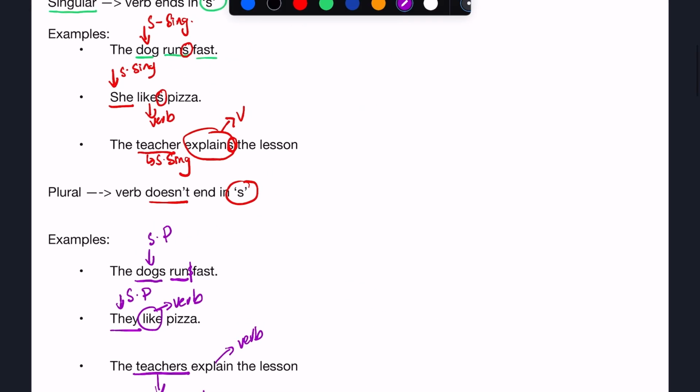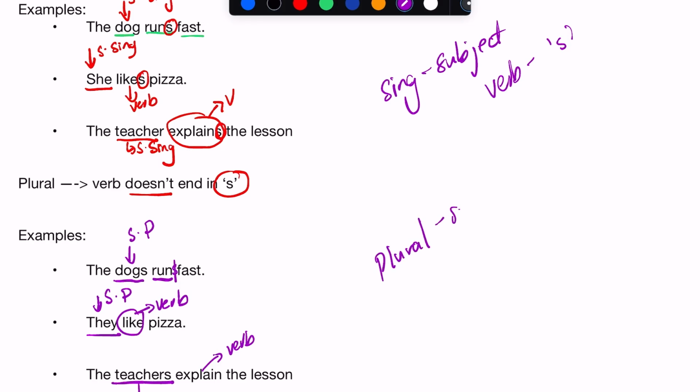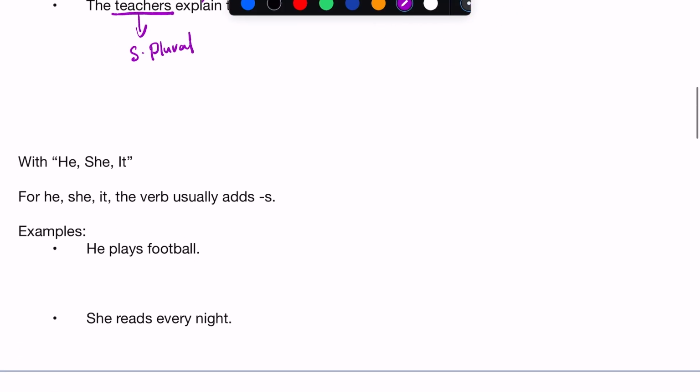So if we look at the difference, if it's a singular subject, that means there is an S at the end of the verb, so the verb will end with an S. If it's a plural subject, the verb does not end with an S. Okay, now with sentences that have he, she, it, the verb usually has an S.